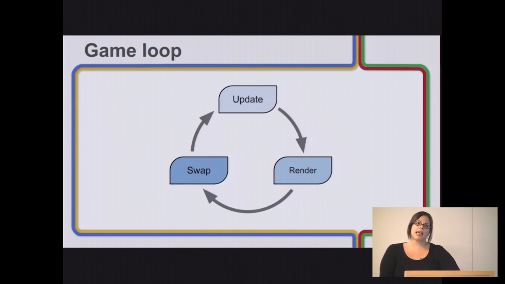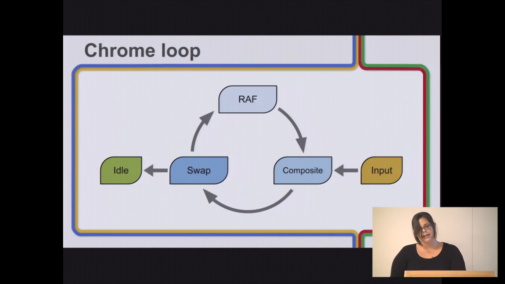All right, so this is a typical game loop. You have update, render, swap, update, render, swap. That's pretty normal, while true, do this. That's a game. This is the way it fits into Chrome.